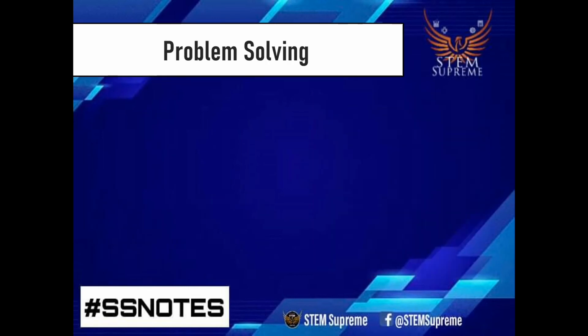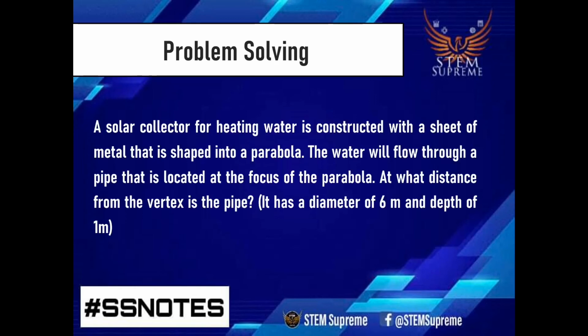Ngayon, magsagot tayo ng word problem involving parabolas with vertex at the origin. The problem goes like this. A solar collector for heating water is constructed with a sheet of metal that is shaped into a parabola. The water will flow through a pipe that is located at the focus of the parabola. At what distance from the vertex is the pipe? It has a diameter of 6 meters and a depth of 1 meter.